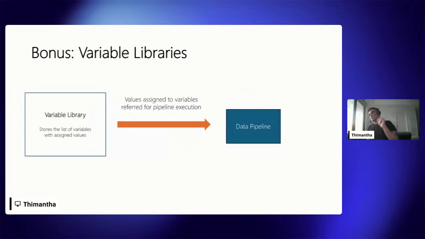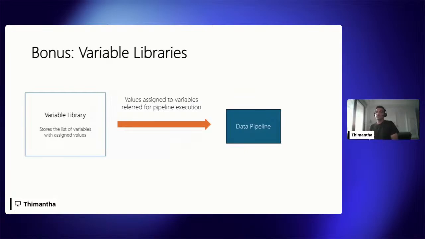But these variable libraries, even though that is the primary purpose of it, can also act as an alternative for pipeline parameterization, right? You can simply pass values to your pipelines through these variables, and control the way you execute the pipeline, control the execution of the pipeline.